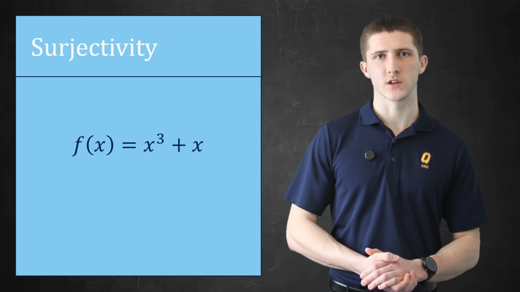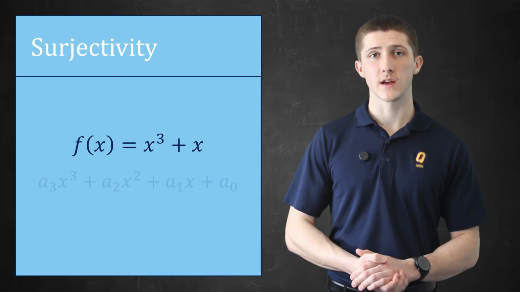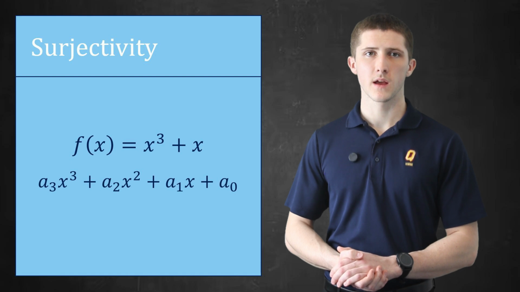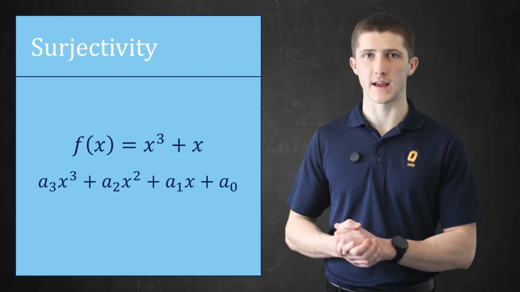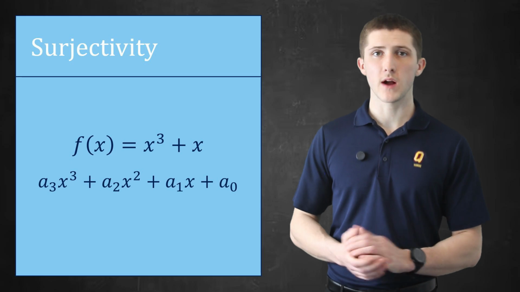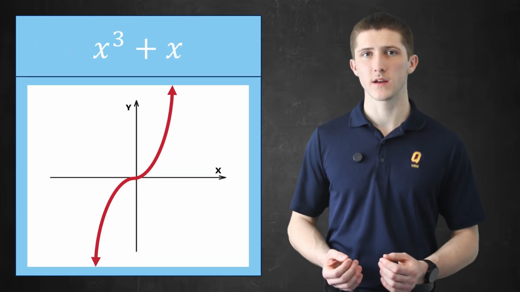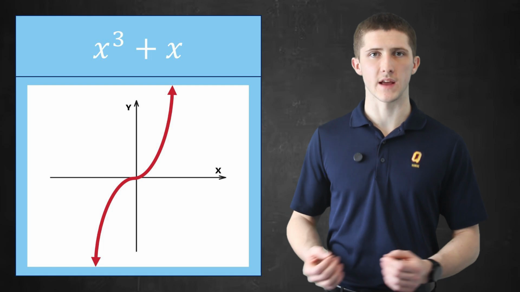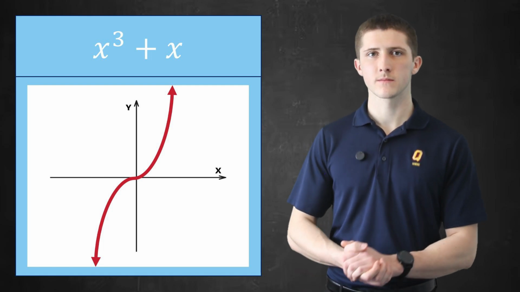Let's take a look at our function x cubed plus x. This is a polynomial, specifically a polynomial of degree 3. A property of polynomials with odd degree is that they go off to both positive and negative infinity. If we graph our function, we can see that every element in the target set, or the y-axis, is covered, since the function goes off to positive and negative infinity. Therefore, our function is surjective.